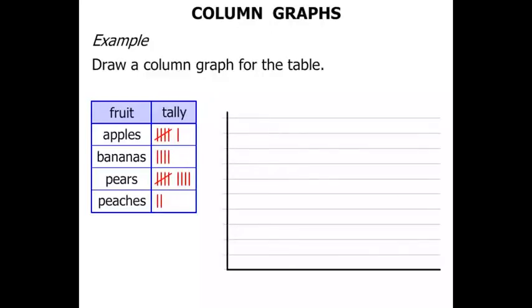So there's our graph. Requires a title. Title is simply fruit, apples, bananas, pears and peaches. And on the left side, that's the number of the various fruits.